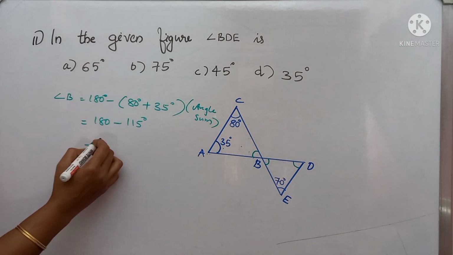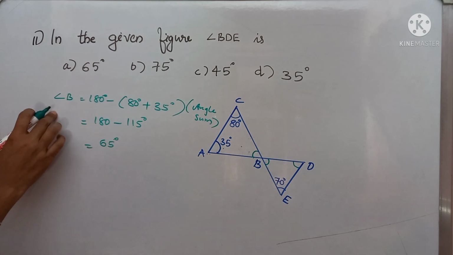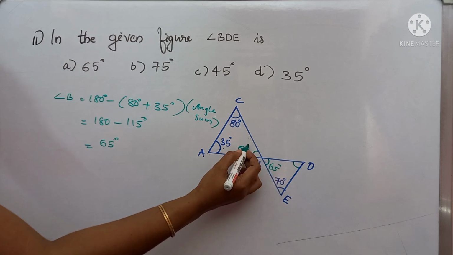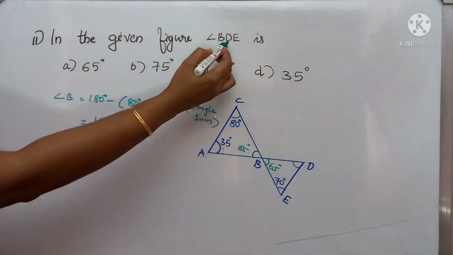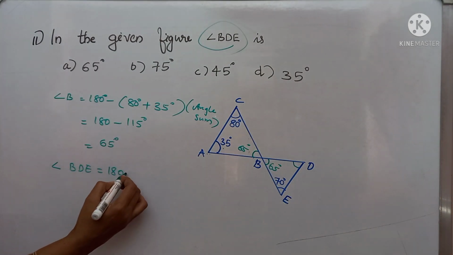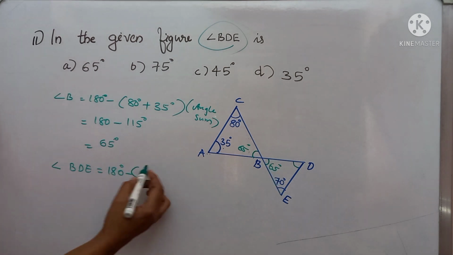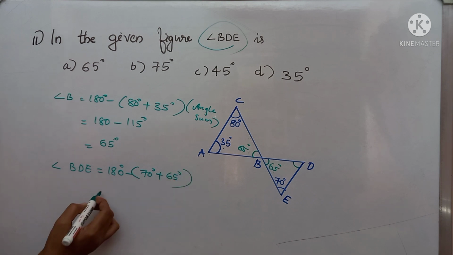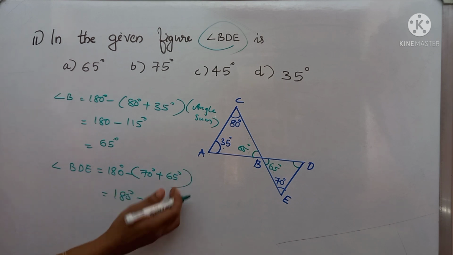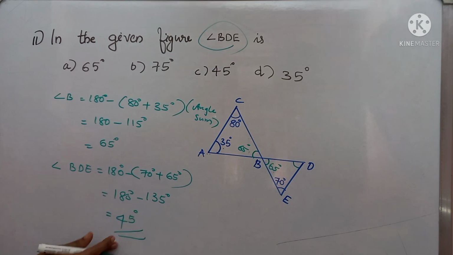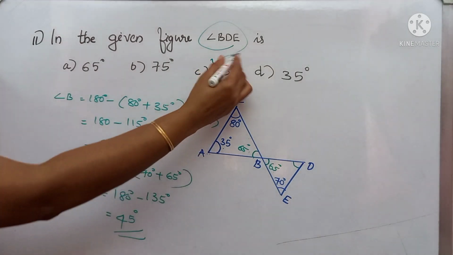So this is equal to 65 degrees. Angle B is equal to 65 degrees. We can write it here 65 degrees and here also 65 degrees. Then we can find the required angle BDE. Angle BDE is equal to, similarly using the angle sum property, 180 degrees minus (70 degrees plus 65 degrees). That is equal to 180 degrees minus 135 degrees, which is 45 degrees. And this is the answer: 45 degrees, option C.